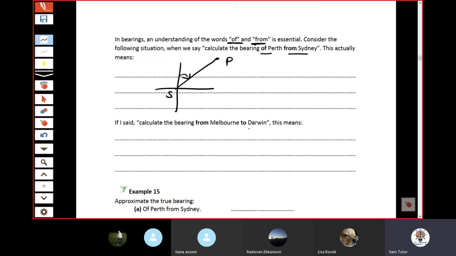Calculate the bearing from Melbourne to Darwin. Okay. From Melbourne, I look at it always from, that's my starting point. So from Melbourne to Darwin. That's the same as saying the bearing of Darwin from Melbourne. Of Darwin from Melbourne is the same as saying from Melbourne to Darwin. Okay.